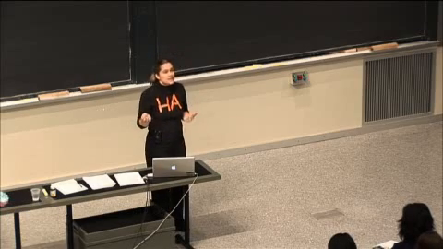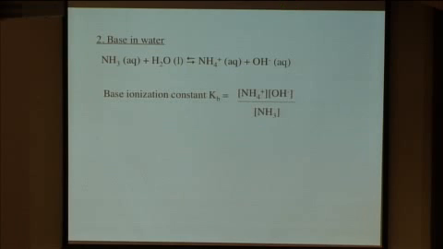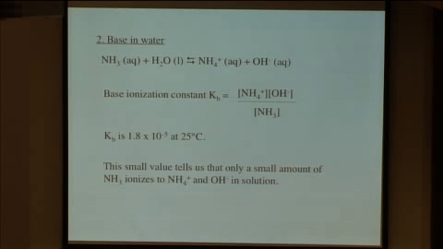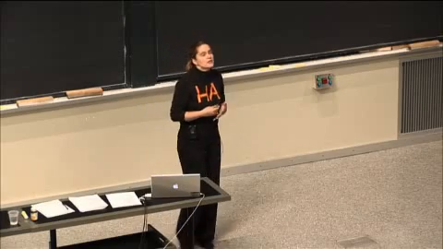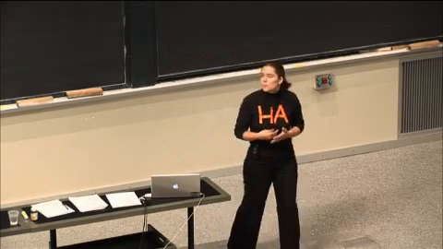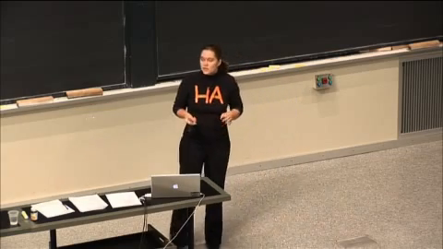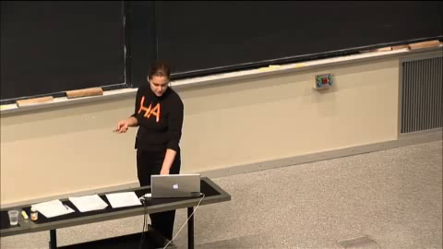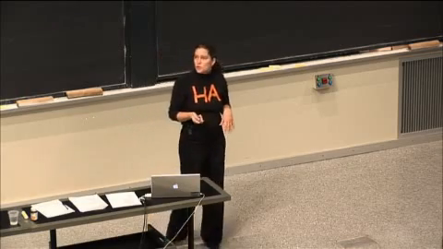And when we're talking about a base in water, the equation should work out so that you have hydroxide ions on one side of it. Here the Kb is 1.8 times 10 to the minus 5 at 25 degrees. That's a fairly small number. The small value tells us that only a little bit of the NH3 is going to ionize when it's in solution. Only a little bit is going to form NH4 plus and hydroxide ions. That's what that small number tells us. So that tells us that it's going to be a weak base.